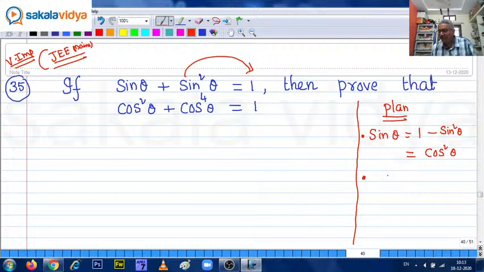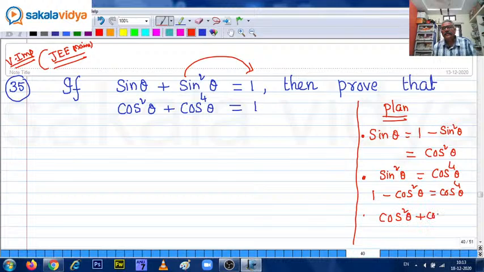Second step, squaring on both sides. Squaring on both sides, you get sin square theta equal to cos theta power 4. Again, this sin square theta we can write as 1 minus cos square theta, equal to cos theta power 4. Take minus cos square theta to that side. So we get cos square theta plus cos theta power 4 equal to 1. Yes, it is proved. It's very simple. Just implement this plan in your own notebook. You will get the idea.